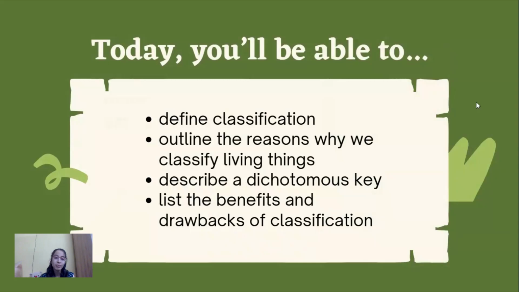Today, you will be able to define classification, outline the reasons why we classify living things, describe a dichotomous key, and list the benefits and drawbacks of classification. So, let's get started.